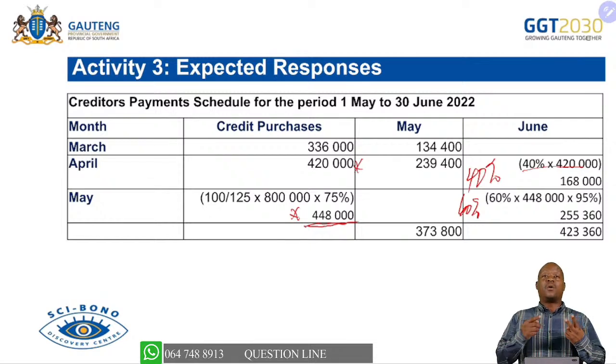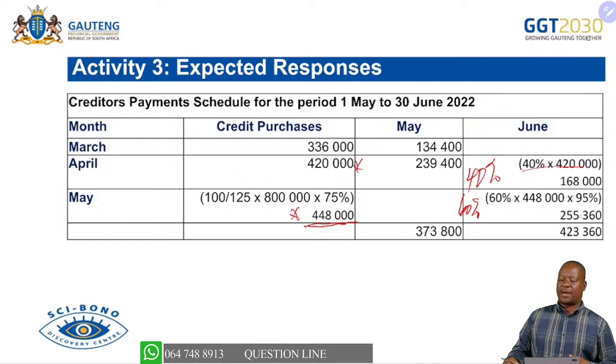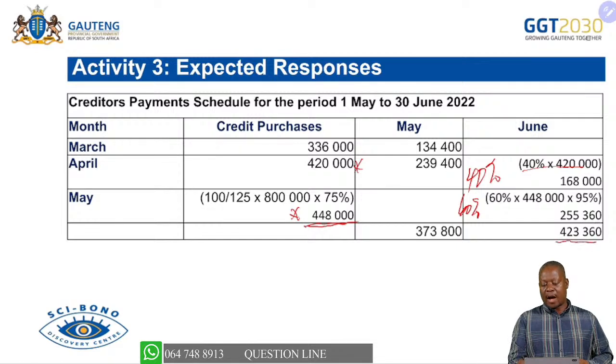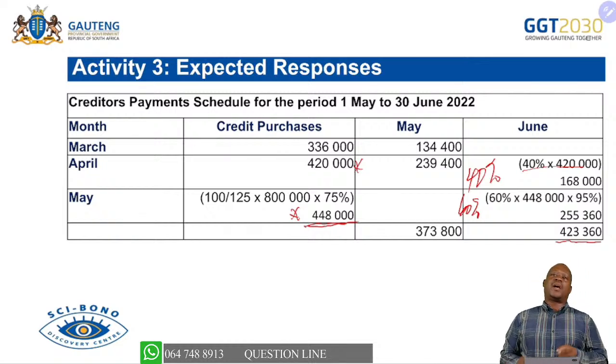Okay, how many payments are we going to make? 2 payments. One, the month after, and the second one, the second month after. So we are expected to make 2 payments. That's what we are doing: 168,000 and 255,360. We add those 2 figures. It adds up to 423,360. This is the total figure that goes to our cash budget as payments to our creditors.